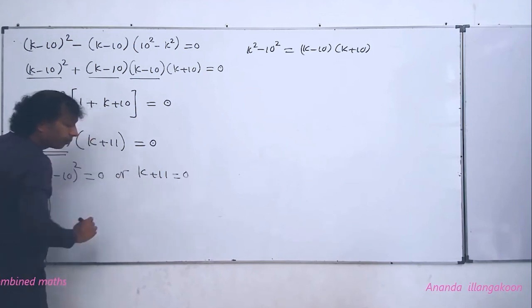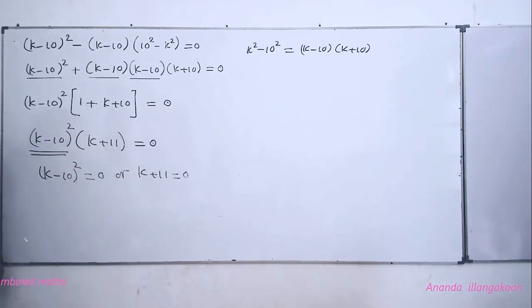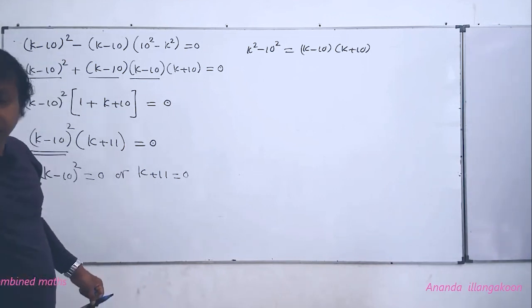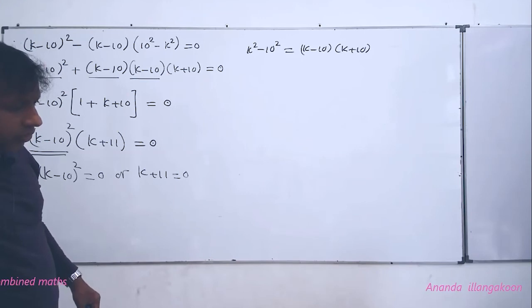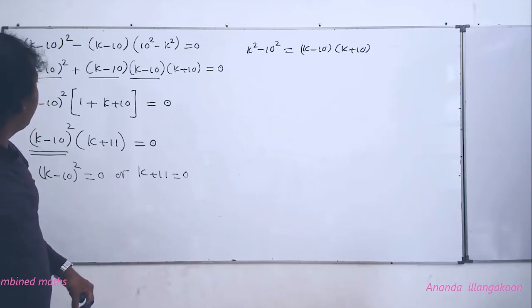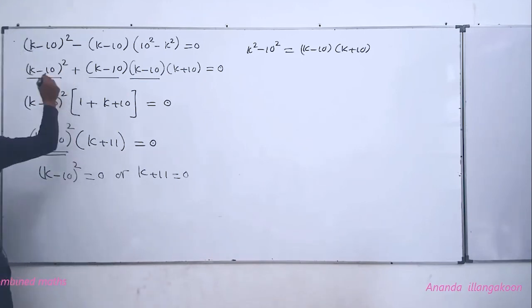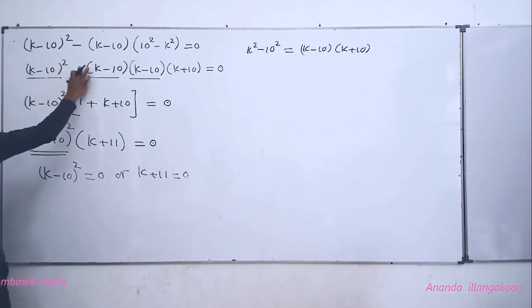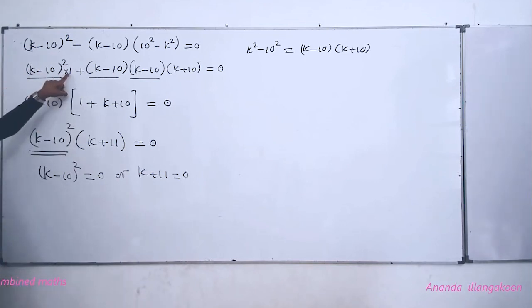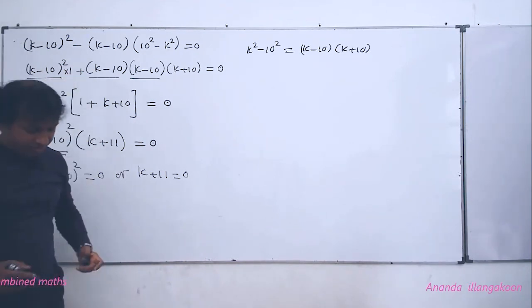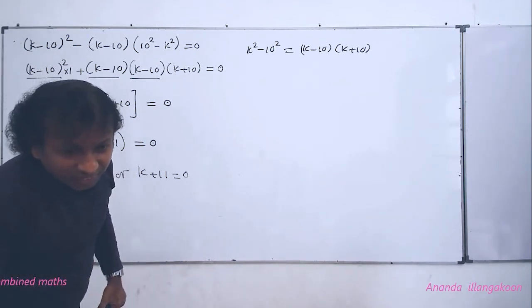Excuse me, sir. Yes. Sir, can you explain that step again where that 1 came, 1 plus K plus 10? Now, once I take this K minus 10 perfect squared out, you can write K minus 10 perfect squared into 1 plus, no? Once you take this out, what is remaining? 1. Okay, sir, understood. What's the name? Hikma Munaf. Right.